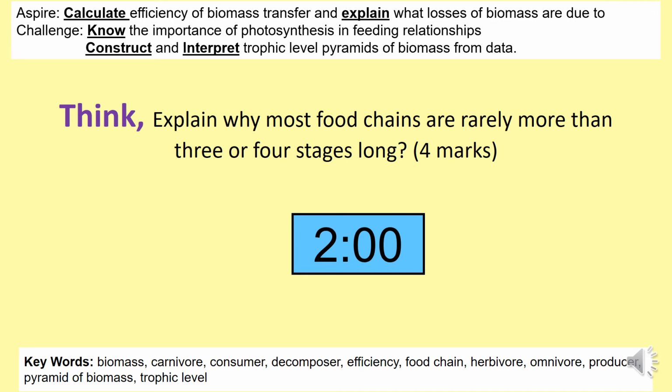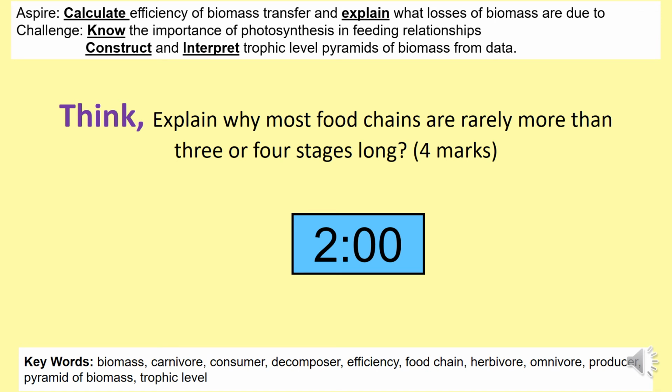Okay, so you should have made some notes, and those notes now will help you answer the following question. If you didn't make some notes from the previous slide, please rewind and look again and make sure that you do that so that you're not moving backwards and forwards in this presentation. So here's a question I'd like you to write down. It's worth 4 marks and could easily be a full 6-mark question. Explain why most food chains are rarely more than 3 or 4 stages long.